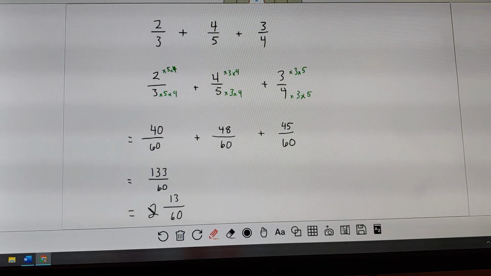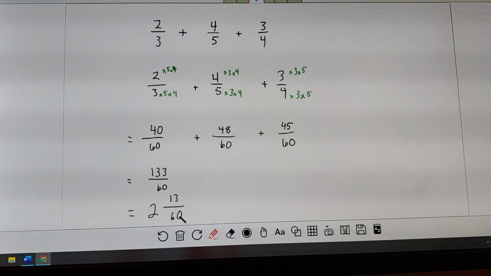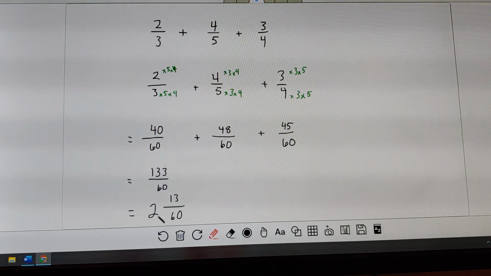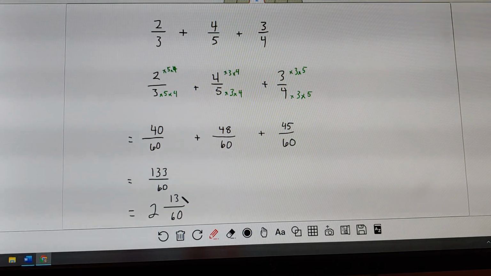Okay, so 2 groups of 60. 6 times 2 would be 12. So 60 times 2 would be 120. So I took 120 out of this. It's right there. That's worth 120 60ths. So how many 60ths are left after I took out 120 from here? 133 minus 120 gives me 13 60ths.